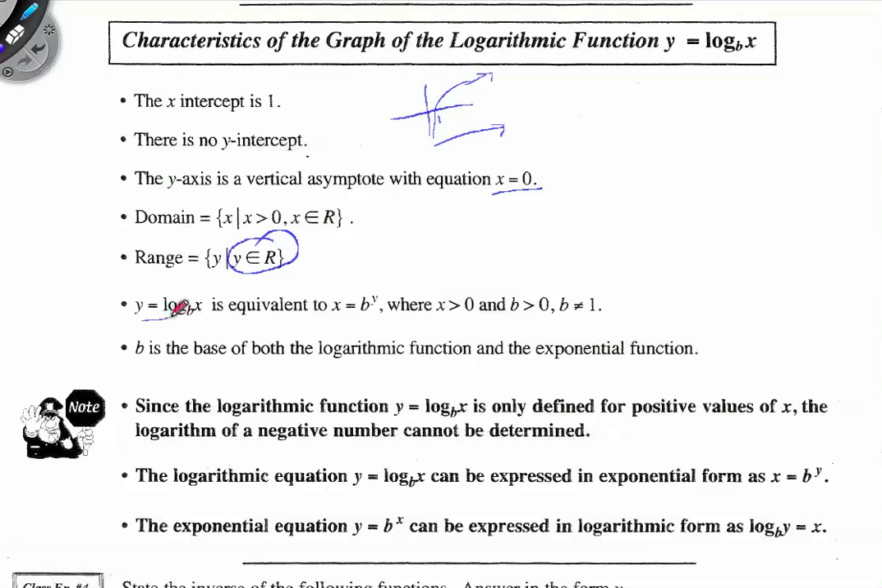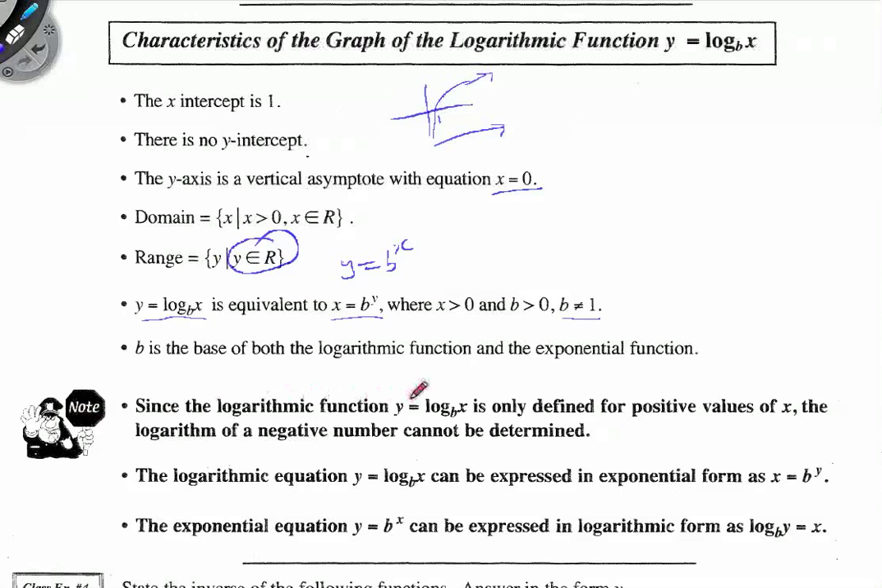For this function also, it's equivalent to writing x equals b to the y. The inverse function basically of y equals b to the x, an exponential function. Where x is greater than 0, b is greater than 0, but with the added restriction that b cannot be equal to 1. b is the base of both the logarithmic function and the exponential function. This number down here is the base, or in exponential form, here b is the base.